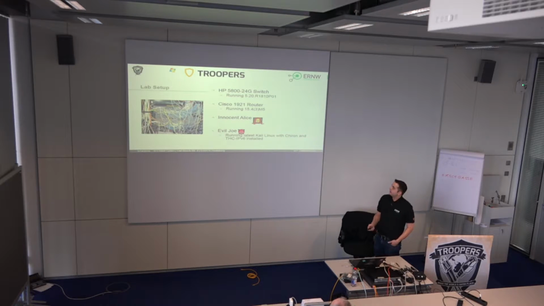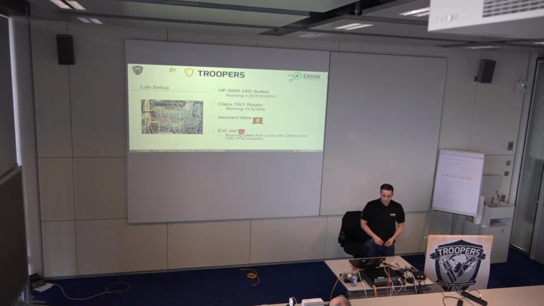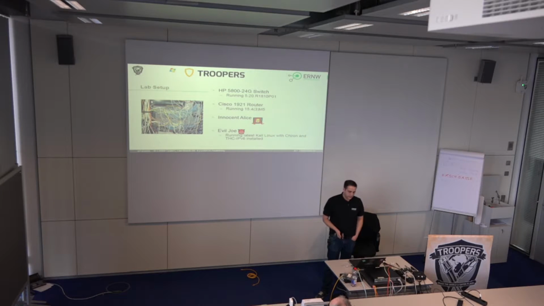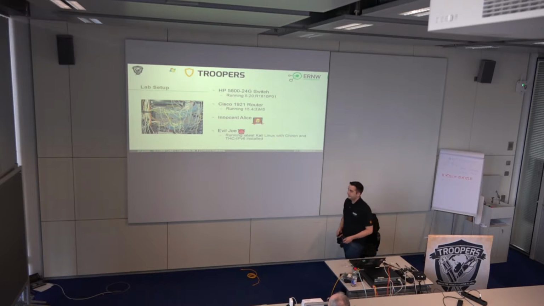So my lab setup consists of an HP 5800, which is lying here, running the latest CommWare 5 release, which was just released, I think, 1 or 2 weeks ago. I have the typical Cisco router, which is standing here. I have my 2 clients, Innocent Alice and Evil Joe. Evil Joe is just running the latest Kali Linux with Chiron and THC IPv6 installed, just to evaluate whether these features work as advertised or not. So pretty basic setup. All are members of the same VLAN, but this is the simple setup which you see here right in front of me.